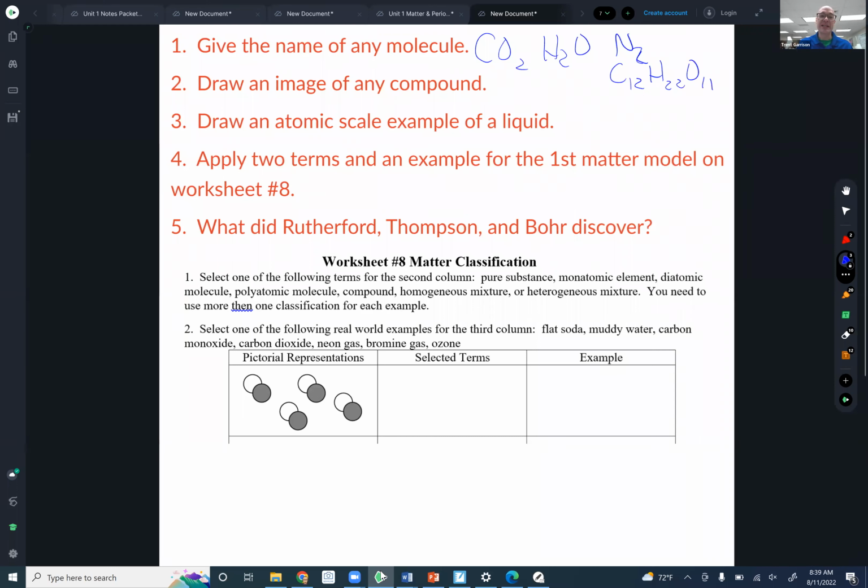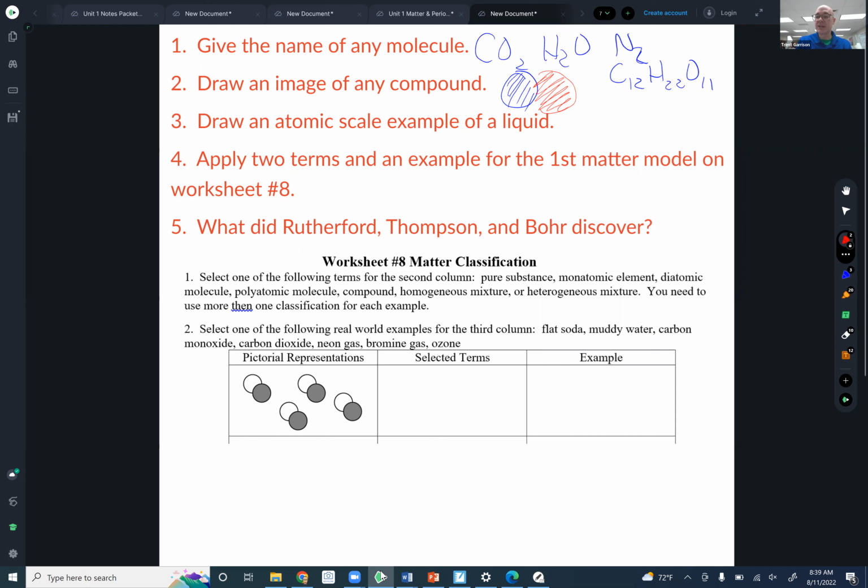I'm fine with that. Draw an image of a compound. Now, this one, the only thing I'm looking for, keep it simple, is just make sure that we are aware that a compound must have different elements in it. However you distinguish that, different colors, different sizes, I'm fine with.